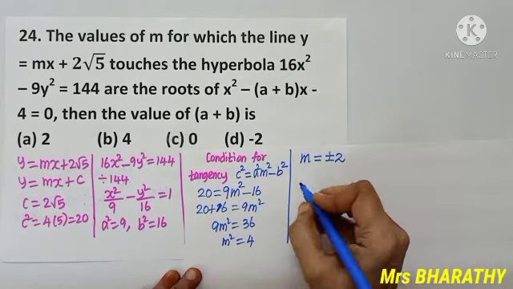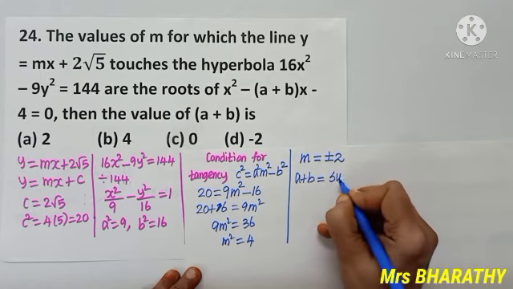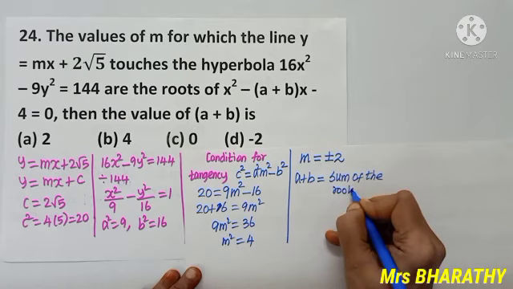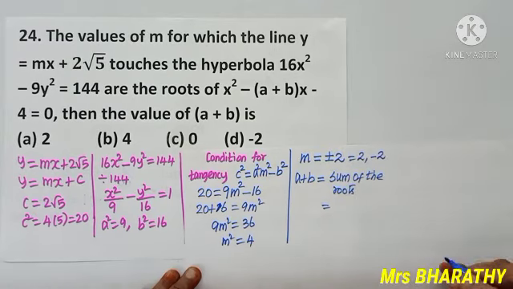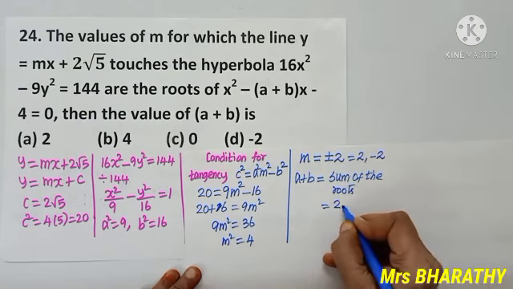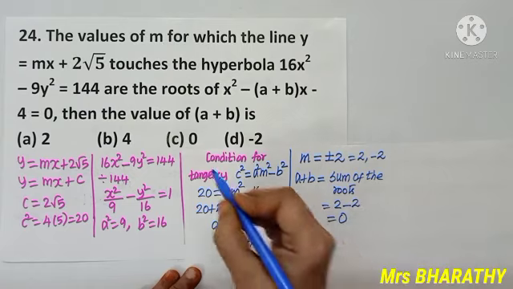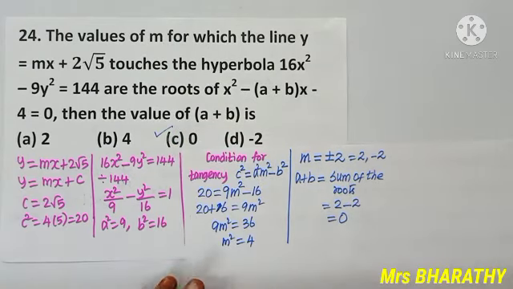My question is to find out what is a plus b. a plus b is nothing but sum of the roots. That is, one is plus 2, the other one is minus 2. Adding which I get 2 minus 2, that is 0. So 0 comes in option C. So the right choice is option C.